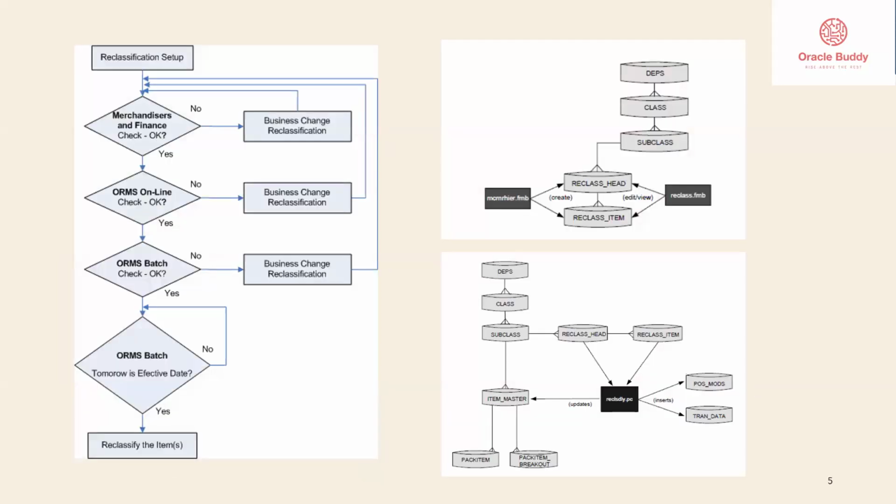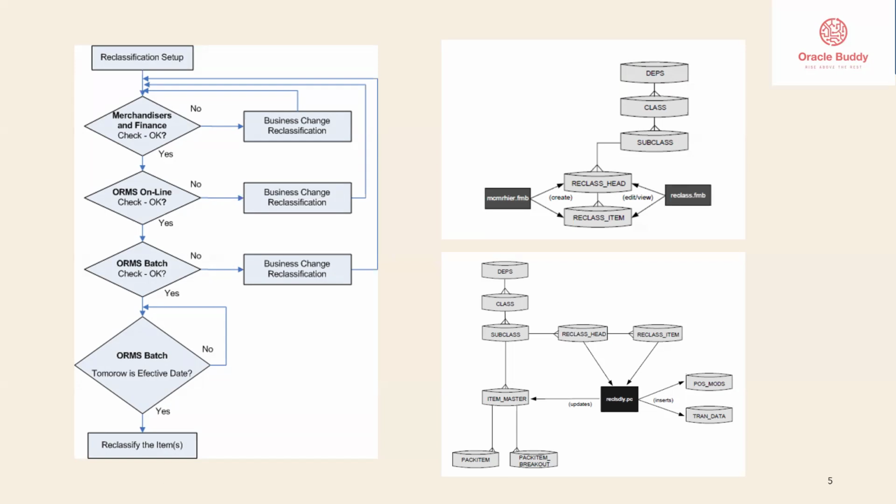This is a high level reclassification flowchart. Suppose we want to set up a reclassification. First the merchandiser and finance team will check if they are okay with those items. Once they give a go ahead, they create a reclassification in MFCS. During the reclassification creation, MFCS will do an online check.